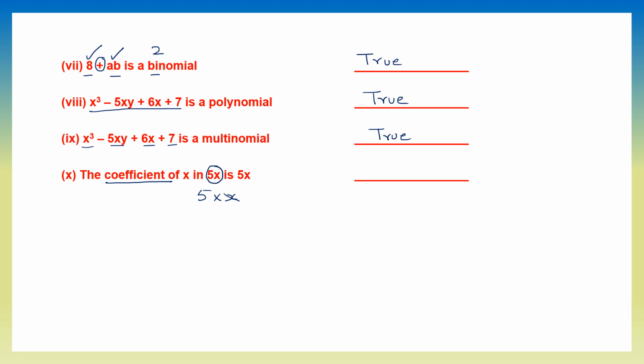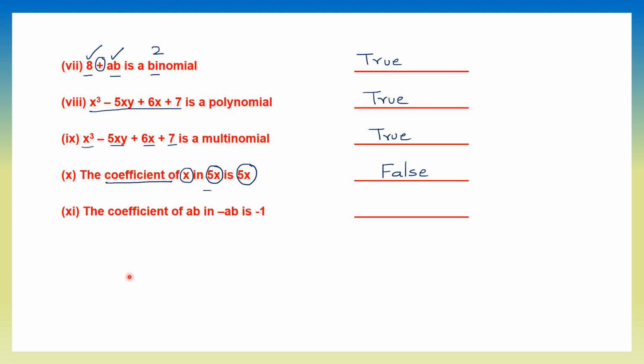So the coefficient of x in 5x is actually only 5, whereas this statement tells us that it is 5x itself, which is false. The coefficient is what you leave out and the remaining factors. Leave out what is asked. So we are leaving out x, and whatever is left, that is the coefficient. So this statement here is false.